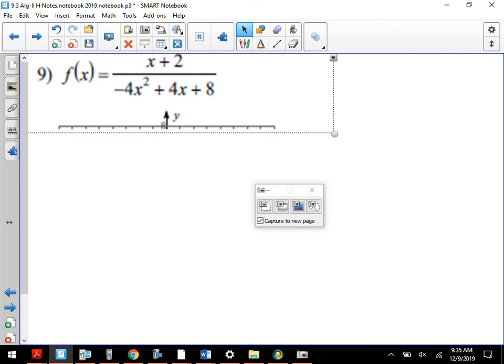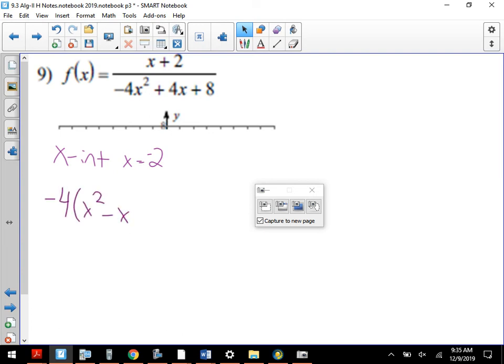Again, I'm not going to make you graph something like this. I'll have you list everything, but you don't have to worry about actually plotting the points, because I'd rather have you use a calculator to get your ordered pairs. But your x-intercept is at x equals -2. Your vertical asymptotes, well, take out the -4, we have x squared minus x minus 2, so that is x minus 2 times x plus 1. So our vertical asymptotes are at 2 and -1.